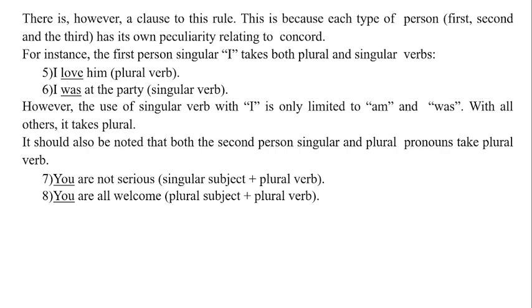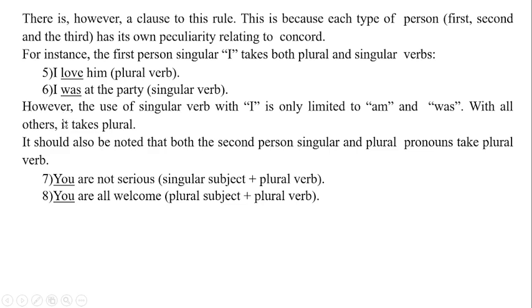The singular verbs it goes along with are was and am. So you can equally say, I am a man. You have I as singular subject, am as singular verb. Then if you say I love him, the I is a singular subject, then love. Other verbs aside from am and was, when used with the first person singular pronoun I, will be plural.